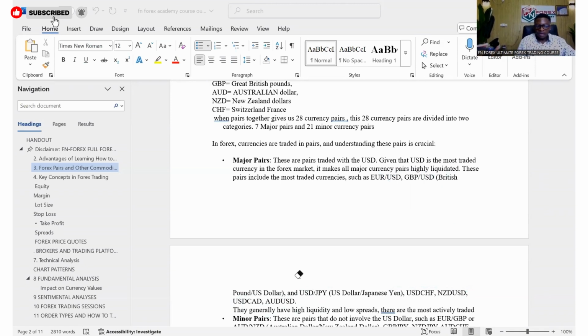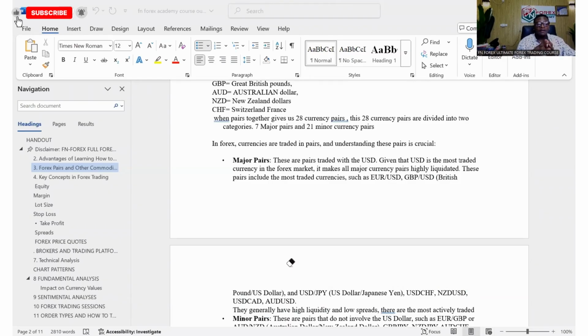currency pairs, and some of their characteristics are that they are the most volatile, they have the most liquidity, and I've explained why they are the most volatile and have the most liquidity. And lastly, they have tight spreads. When we talk about spreads, we are going to look at that under lesson 4, key concepts in trading.